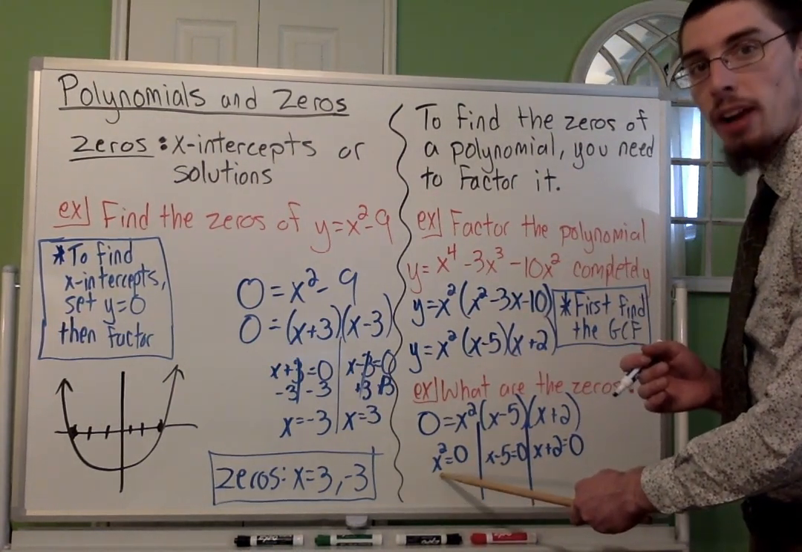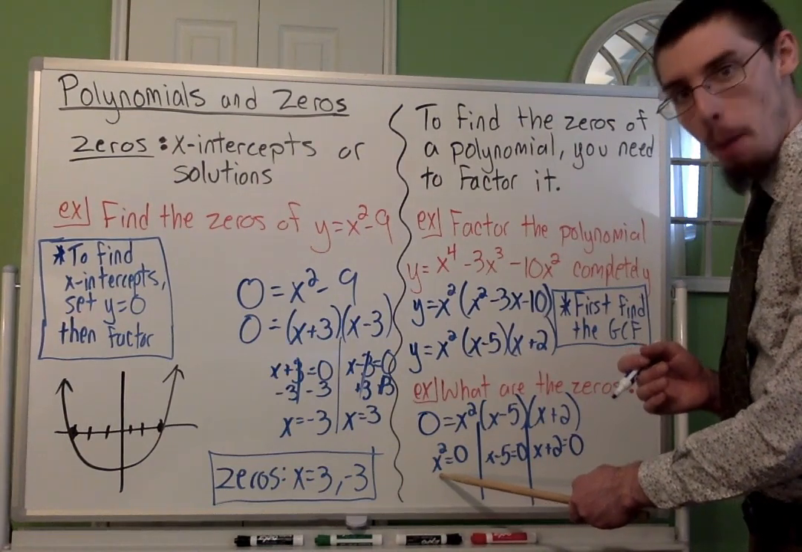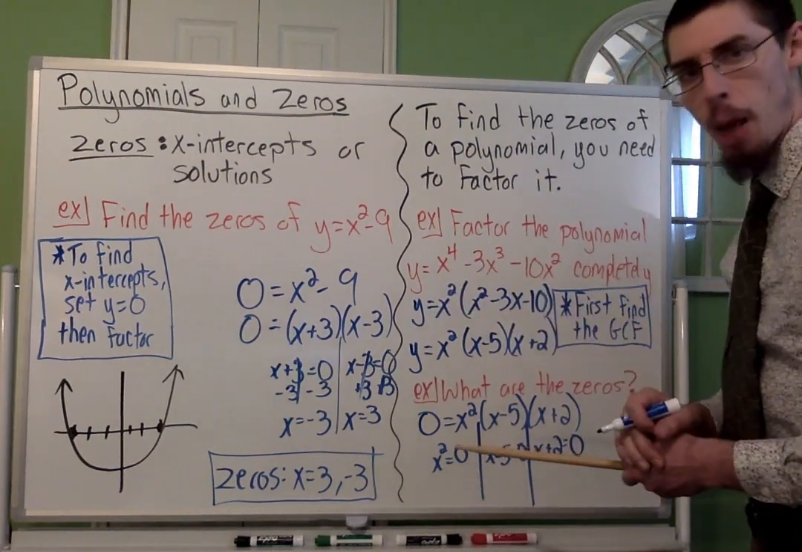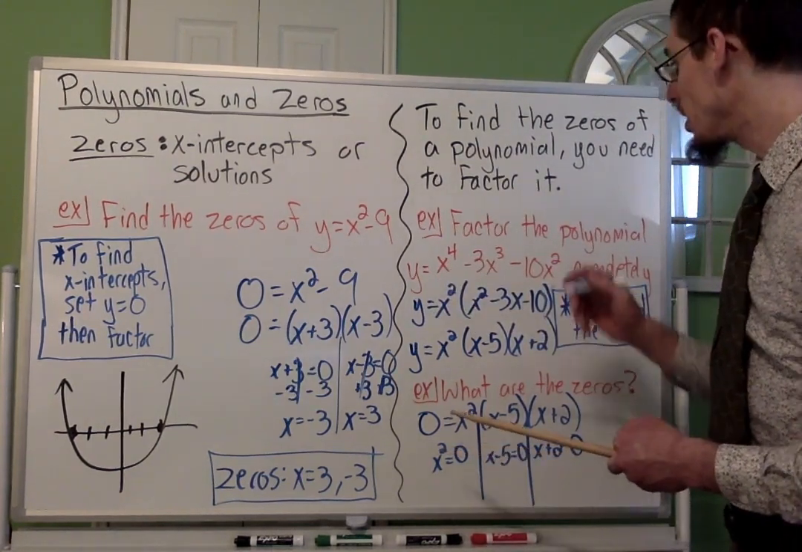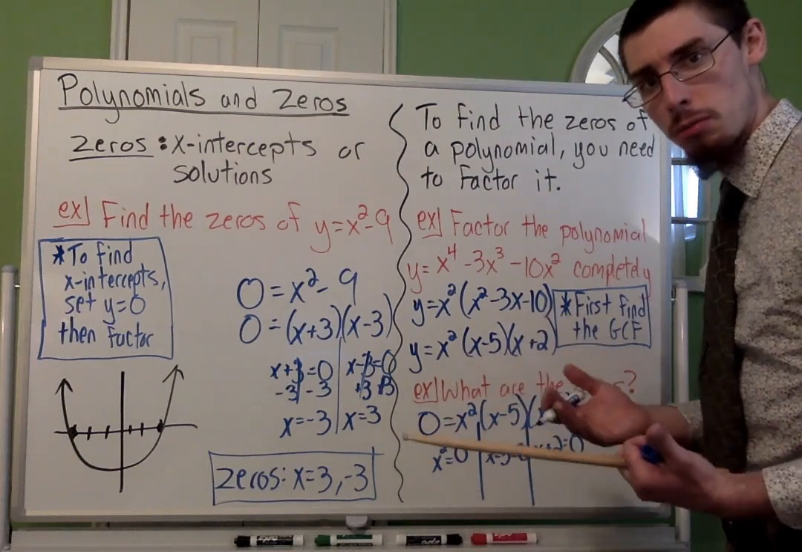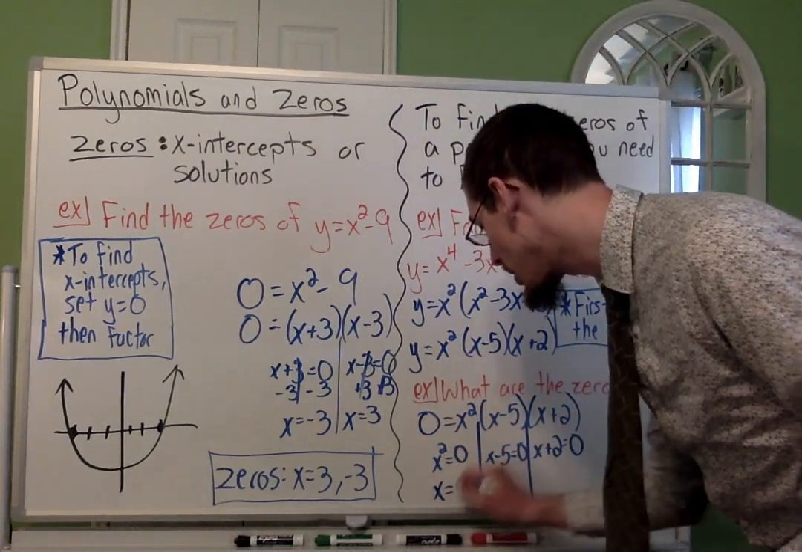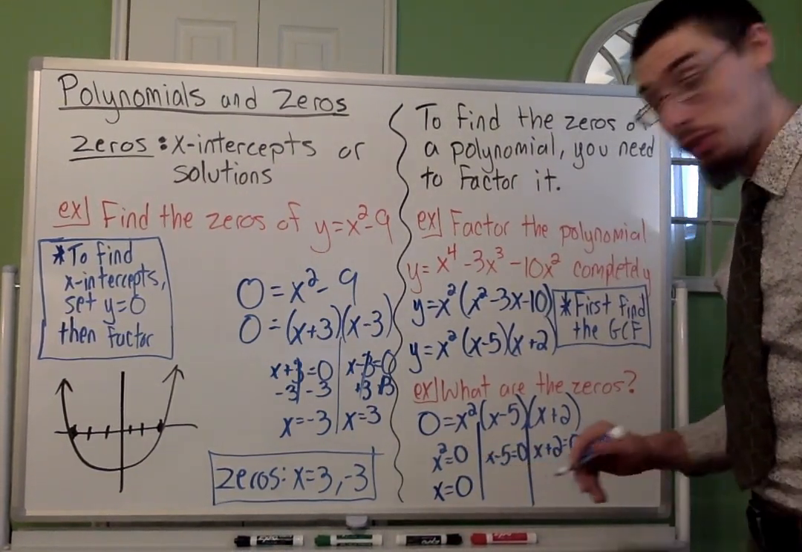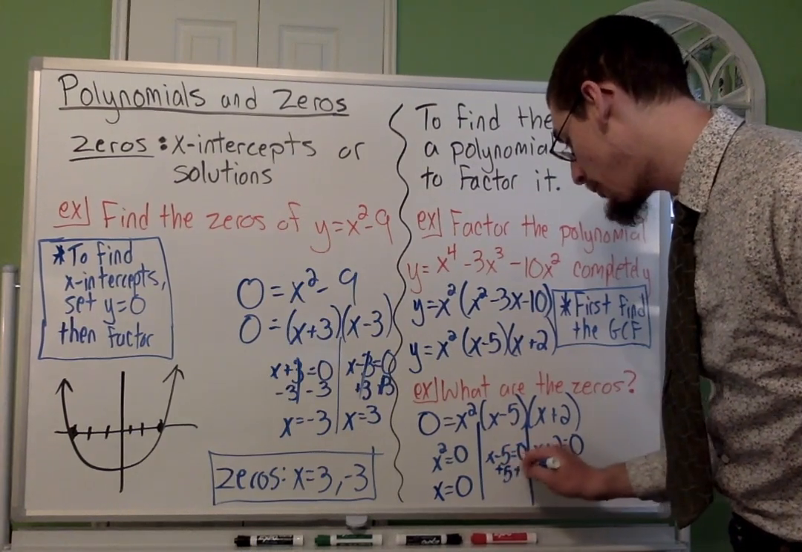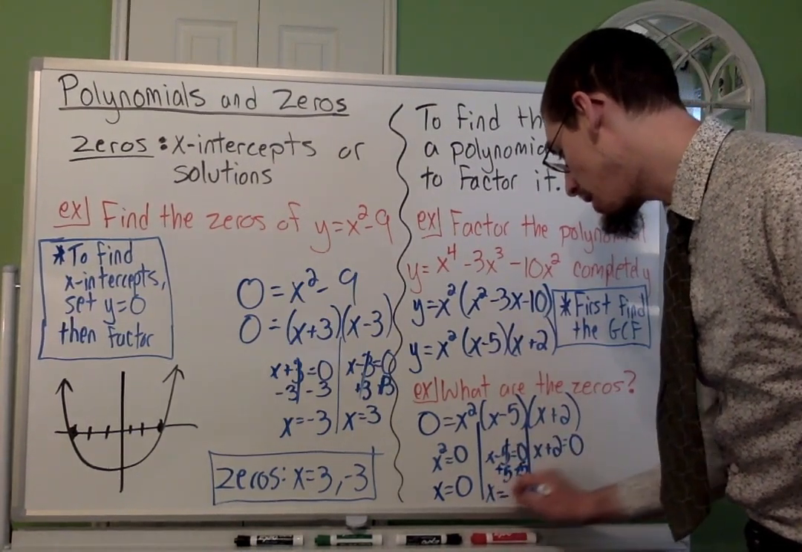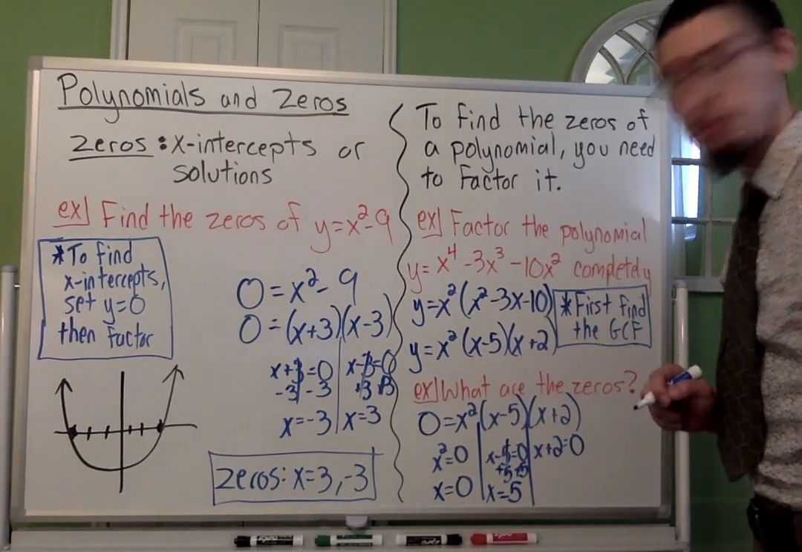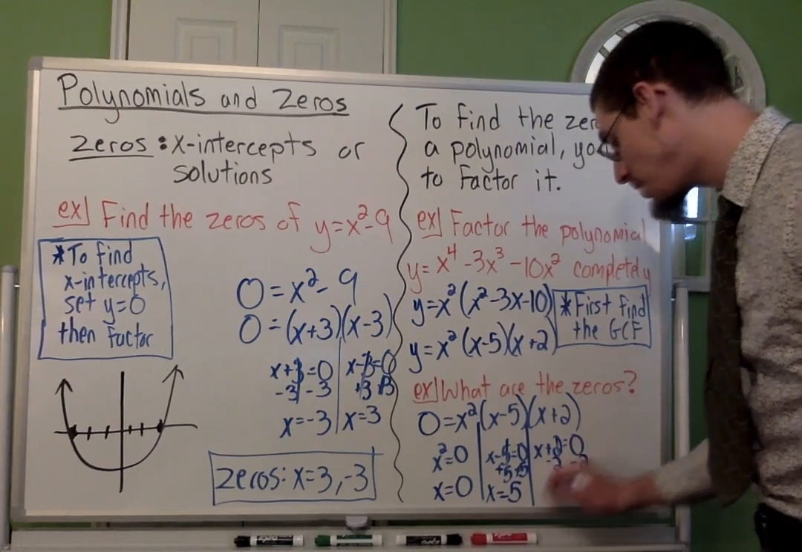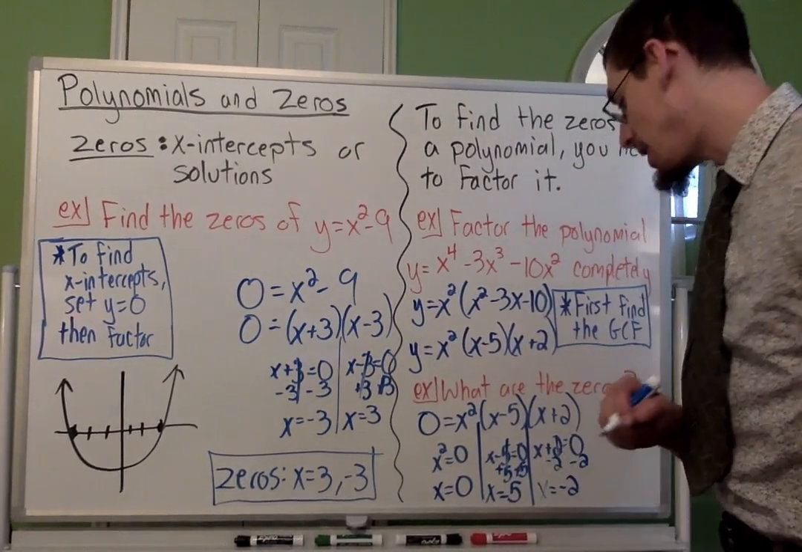If x squared equals 0, what number do you square to equal 0? I'm pretty sure that's 0, right? Wouldn't 0 squared equal 0? So this one, x equals 0. Now, x minus 5 equals 0. Well, if I add 5, I'll get x equals 5. And x plus 2 equals 0. If I subtract 2, I'll get negative 2.